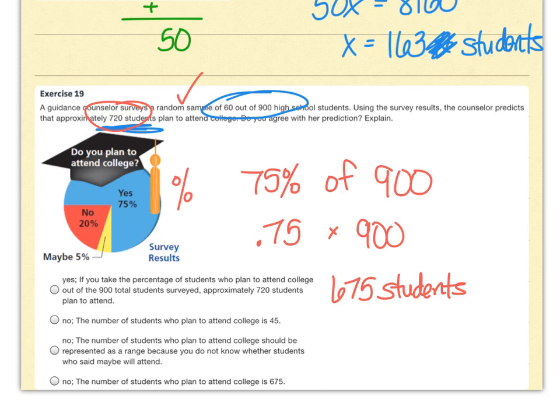Let's look at our options here. Yes, if you take the percentage of students who plan to go to college, 900, approximately 720. I don't agree with that. I would say that's probably wrong. No, the number of students who plan to go to college is 45. No, 675. No, the number of students should be represented as a range because you don't know whether the student said maybe will be attending. I don't think that's true either. And the last one says no, the number of students planning to go is 675. Boom, there's our 675. It's got to be that option right there. So no, we don't agree with her. She overshot it by quite a bit.